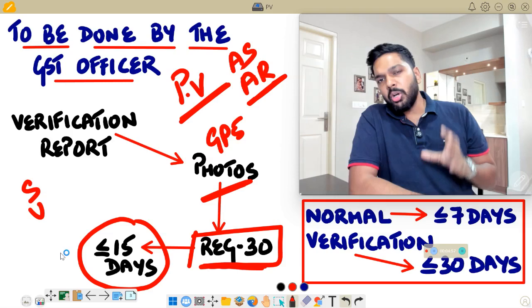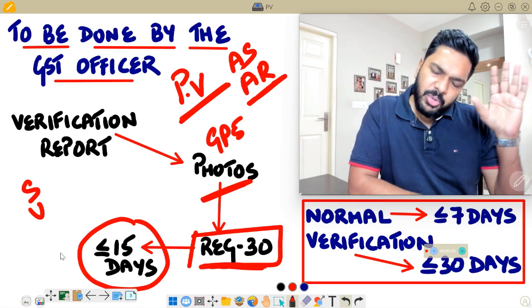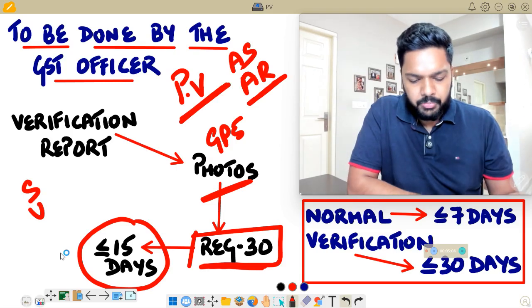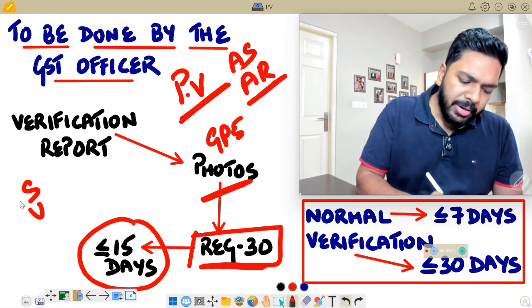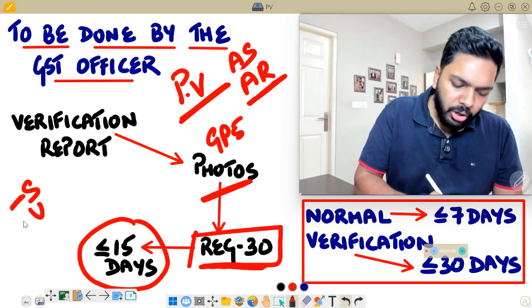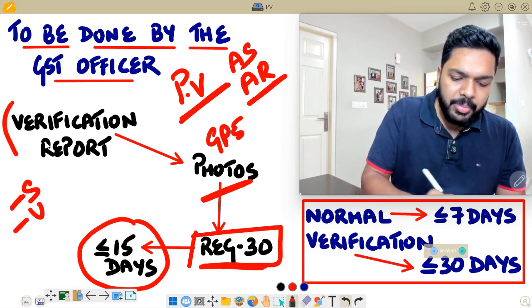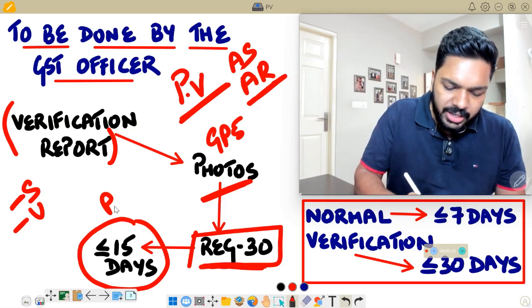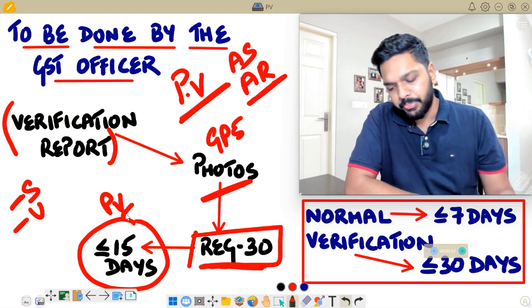So the officer will come to your premises, in your presence, will do a verification, and will try to get a conclusion out of it. Depending upon whether it is satisfactory or not satisfactory, he will have to submit a report along with the GPS enabled photos in REG-30 within 15 days of conducting the physical verification.